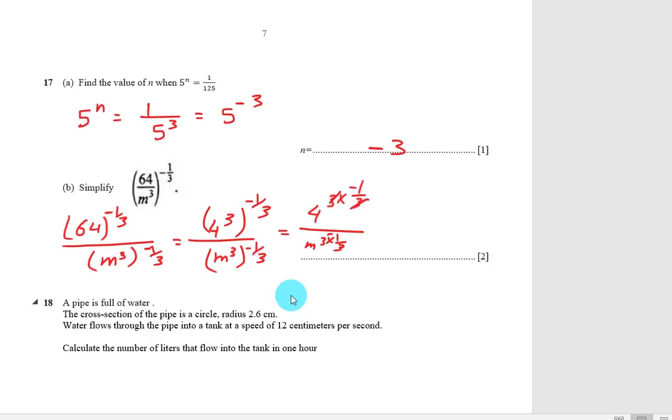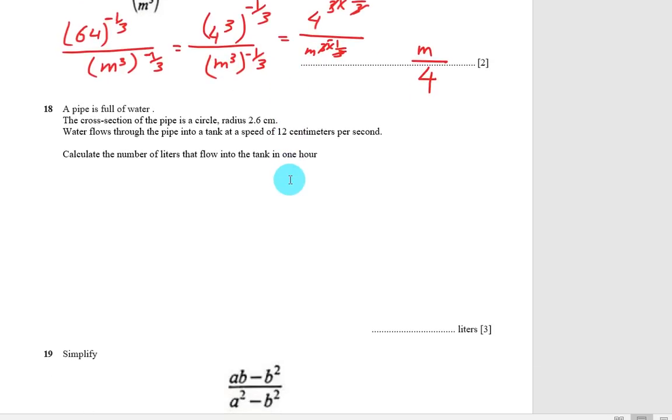So the answer will be m divided by 4. M divided by 4. Okay? Because 4 power minus 1 and m power minus 1, so m will go up, 4 will go down. Okay? Let us go ahead.